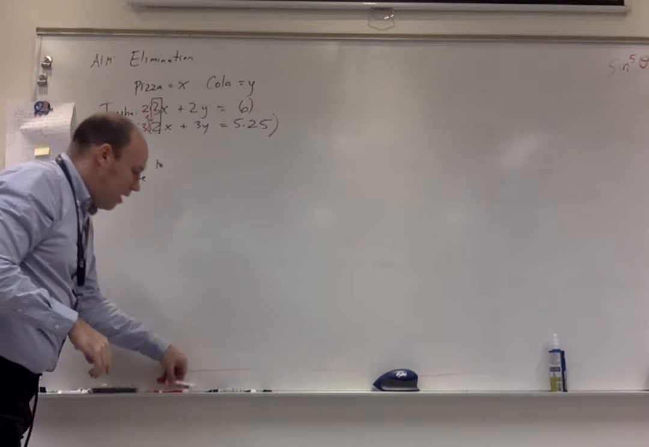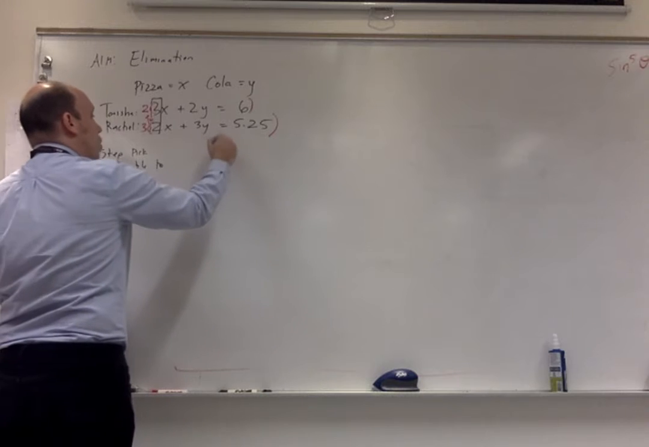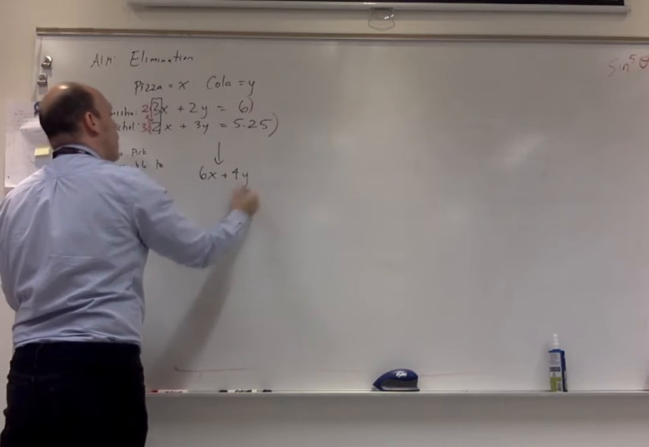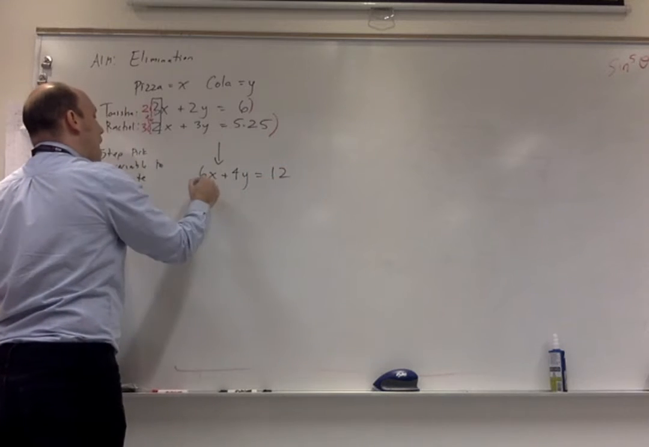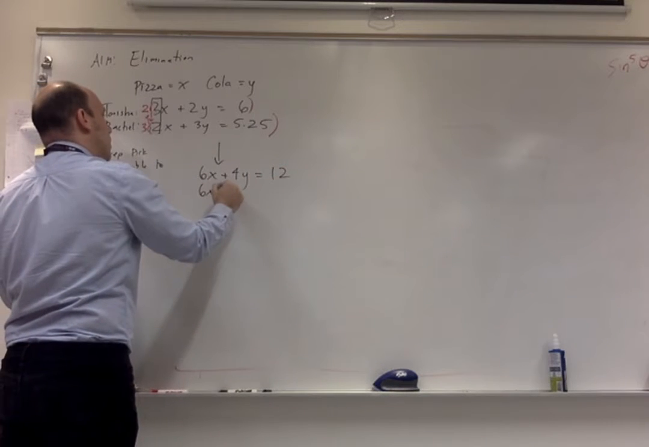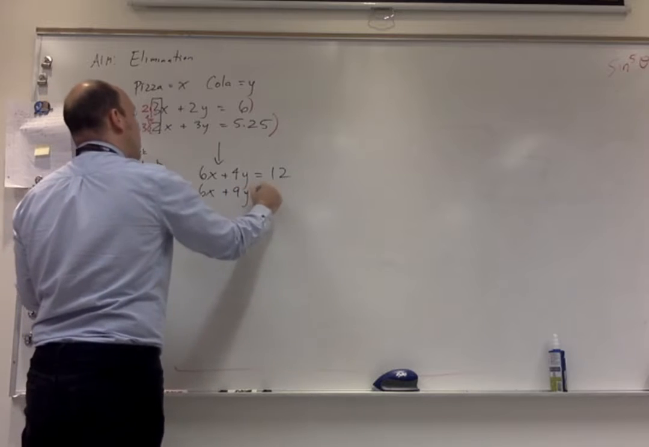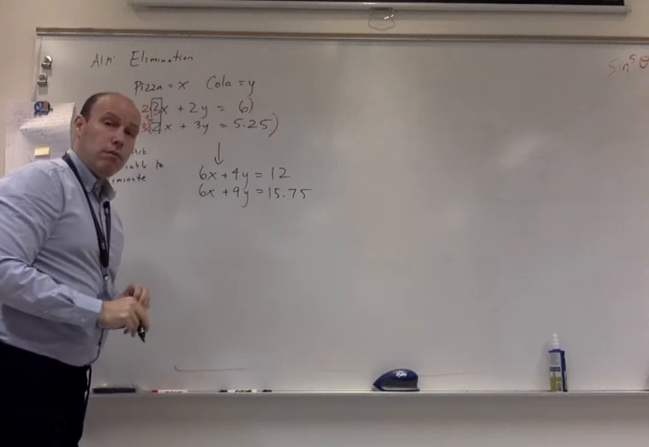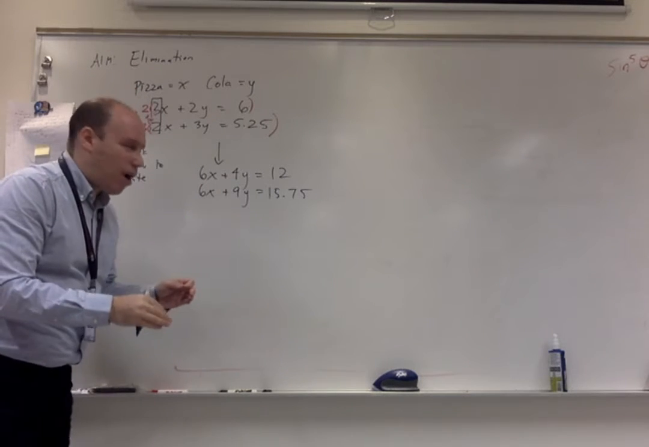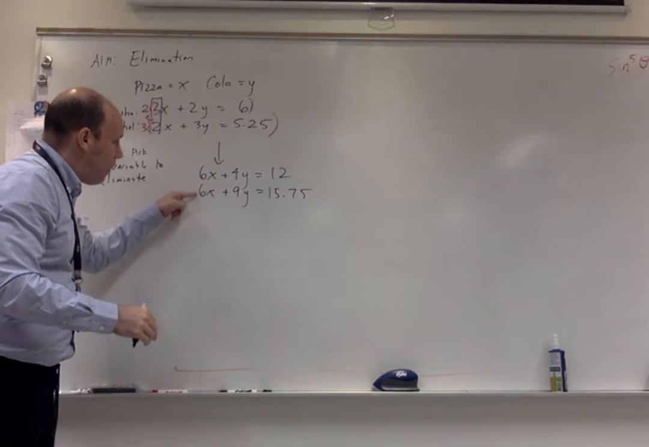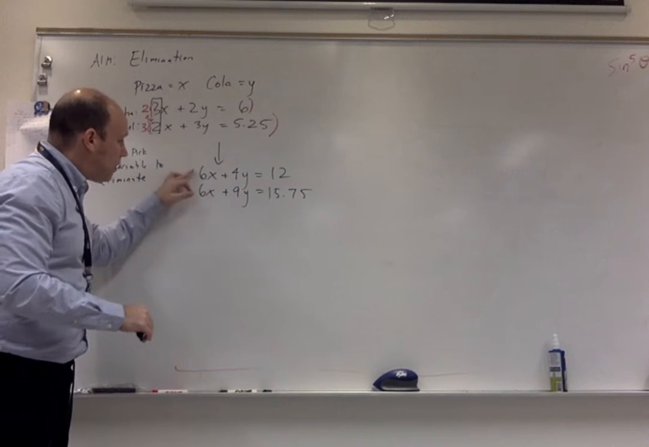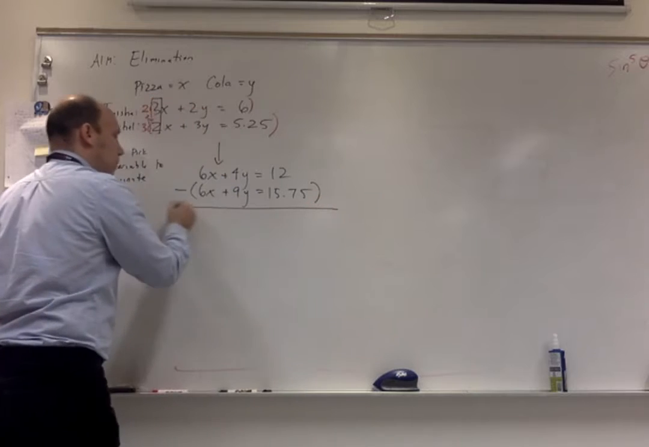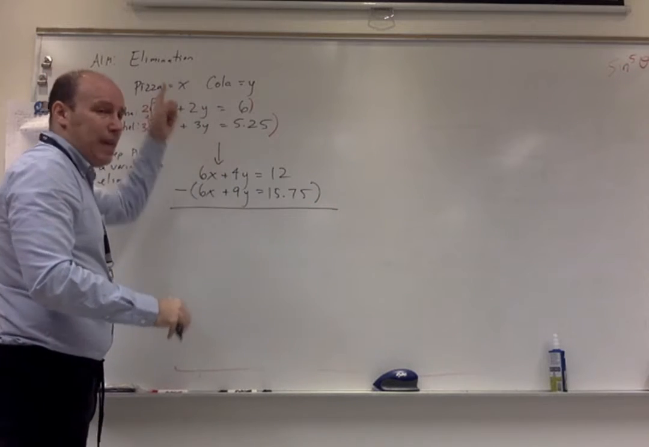Okay? Next, I'm going to rewrite these equations. So it's 6x plus 4y equals 12, and 6x plus 9y equals 15.75. Now, what do I notice here? I notice that these two coefficients are the same. If they're the same, I'm going to subtract. And that's the idea of elimination.